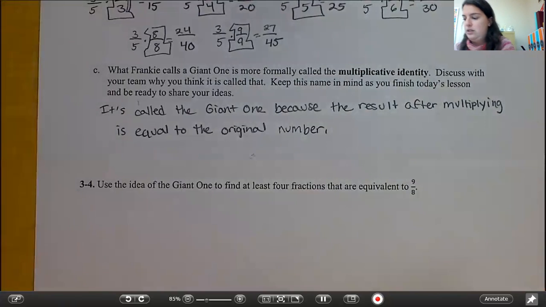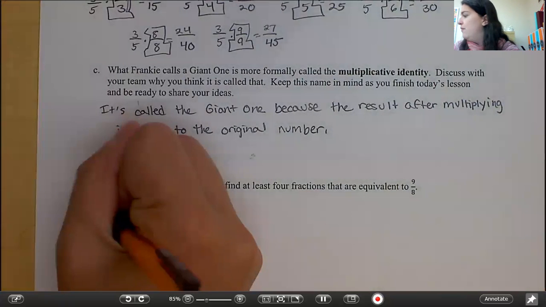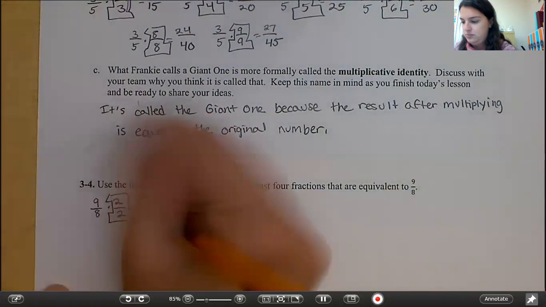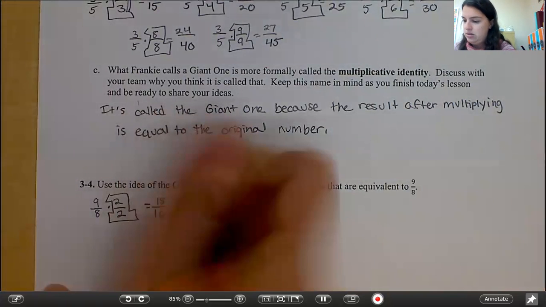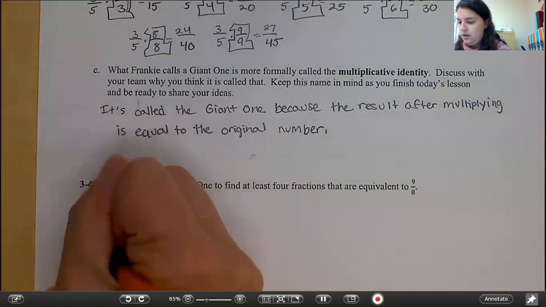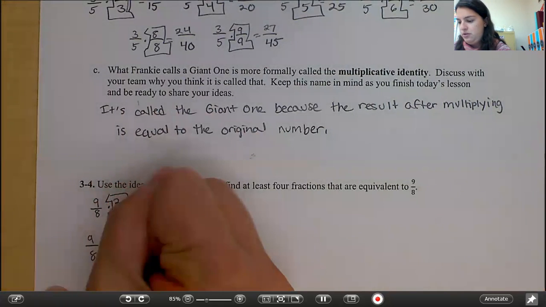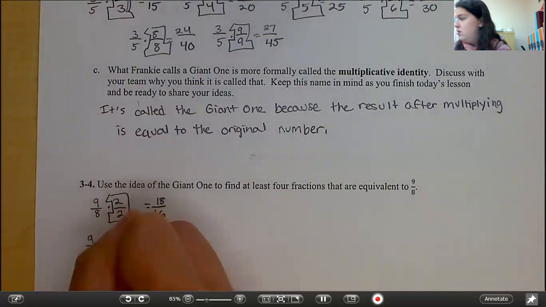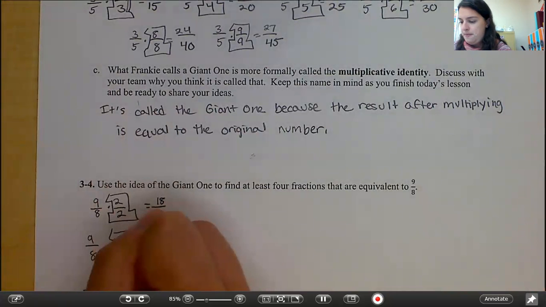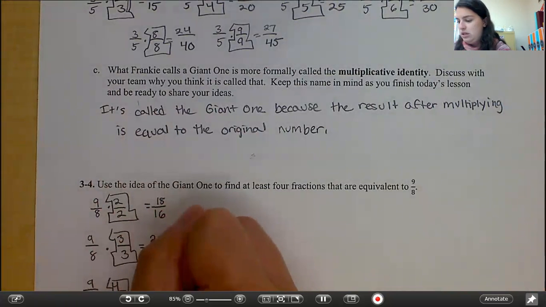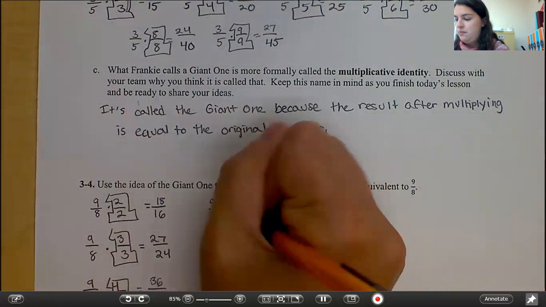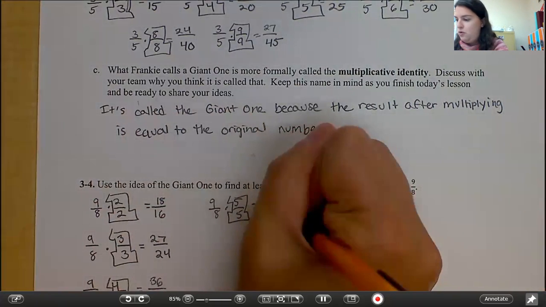Okay, if you're back with me, that means you have found 4 fractions that are equivalent to 9/8. So we have 9/8 times, could have started with 2 over 2, 18/16. Okay, 9 over 8 times 3 over 3. And that's a giant 1, 27/24. 9/8 times 4 over 4, 36/32. 9/8 times 5 over 5, 45/40.